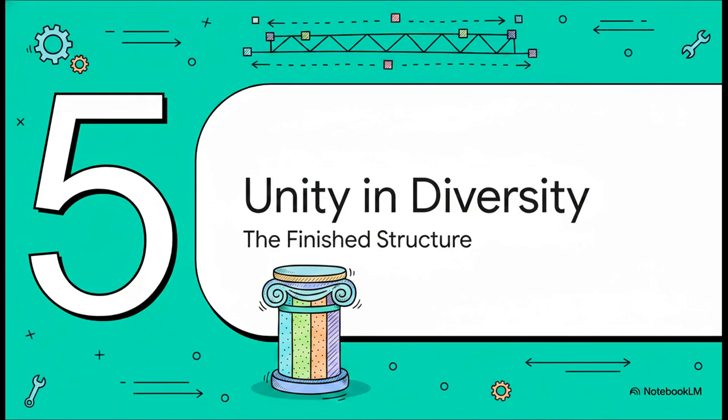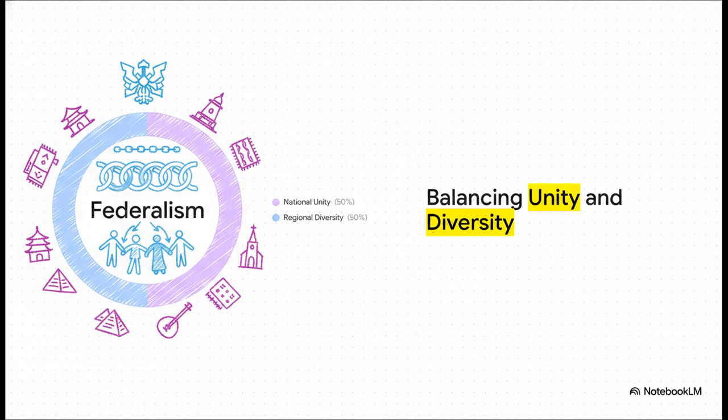Which brings us to Section 5, Unity in Diversity. The finished structure. We arrive at pillar number 7, which is really the ultimate goal of federalism. It is a delicate, beautiful balance. 50% of the goal is promoting national unity. We want everyone to feel like they are part of one strong, cohesive country. But the other, equally important 50% is respecting regional diversity and local identities. Federalism doesn't force everyone to be exactly the same. It acknowledges that different regions have completely different cultures, languages, and needs. Federalism holds the whole nation together while actively celebrating those differences.